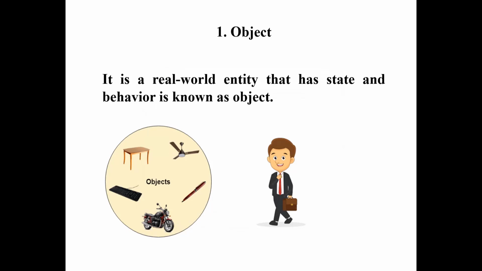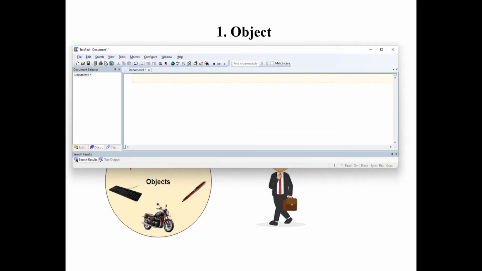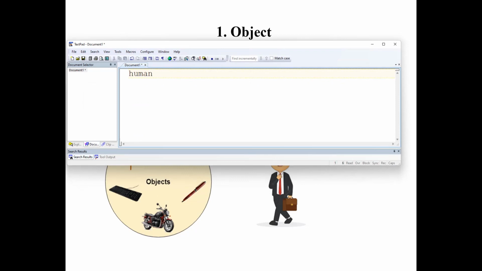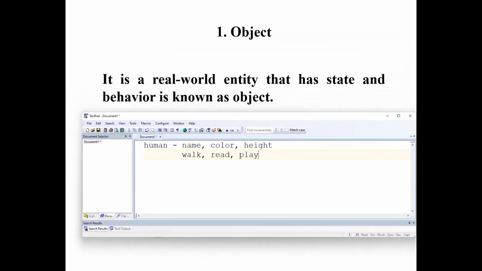For example, if we talk about humans, human is the object which is having some attributes. What kind of attributes does a human have? For example, name, color, height. These are the attributes, the properties of a human. And human also has some kind of behavior, which is called a function. So what are the functions of the human? We can say walk, read, play. These are the functions, or the behavior of an object. So object is a real world entity which has some attributes, or state, and their behavior.